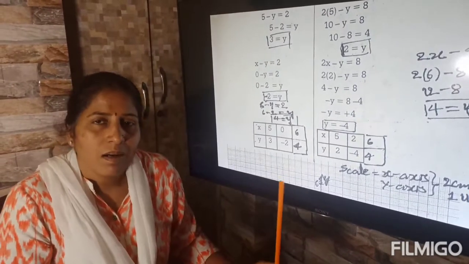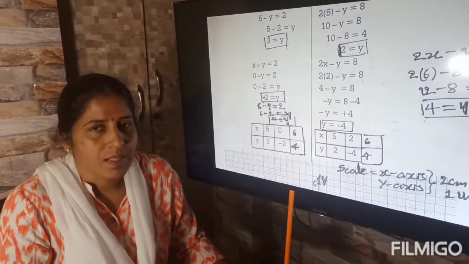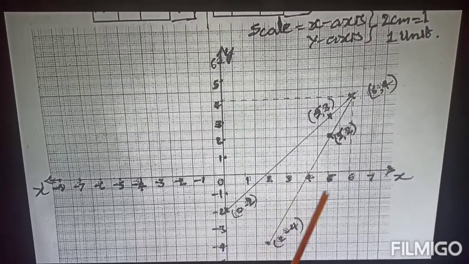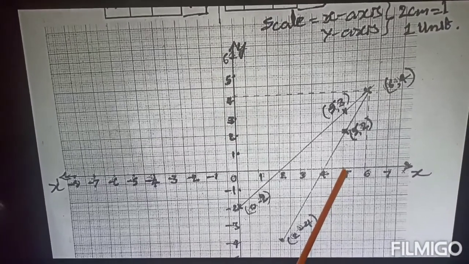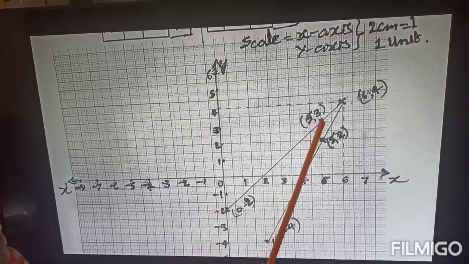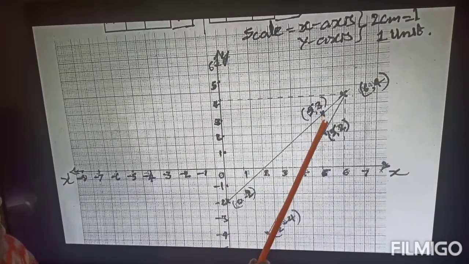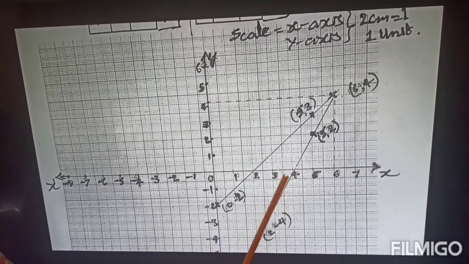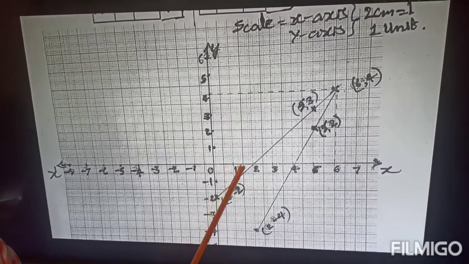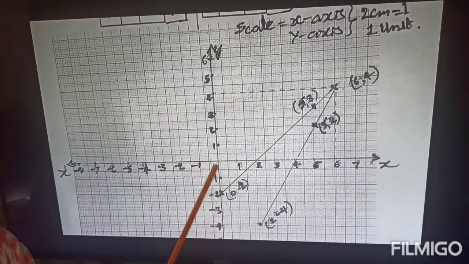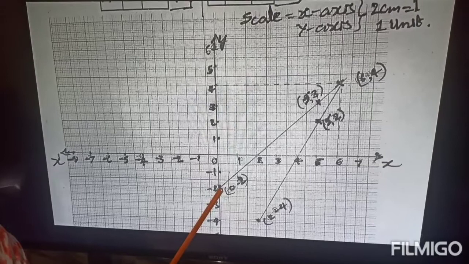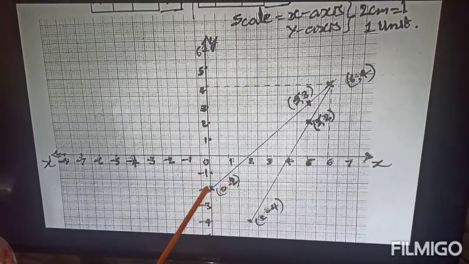Now to mark these points on the graph sheet. First point from the first equation, 5, 3. 5 on the x-axis is this one, and 3 on the y-axis is this one. Both intersect at this point. Second point is 0 and minus 2. 0 is on the x-axis, and minus 2 means down on the y-axis.